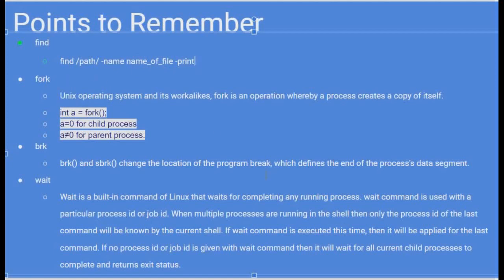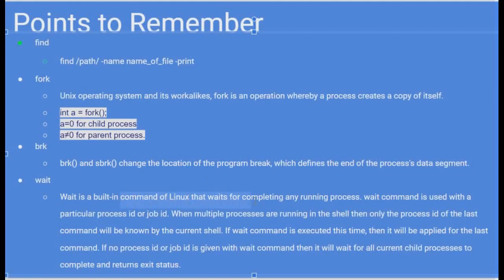Fork is a Unix operating system call, and it will just create a new process itself. So for example, see this example, int a equal to fork. Fork means that a will be 0 for the child process. It will create a new process over there, and for that process it will return 0 for the child process. So a will be assigned 0 for the child process, whereas a won't be equal to 0 for the parent process. brk just changes the location of the program break, defined at the end of the process data segment.